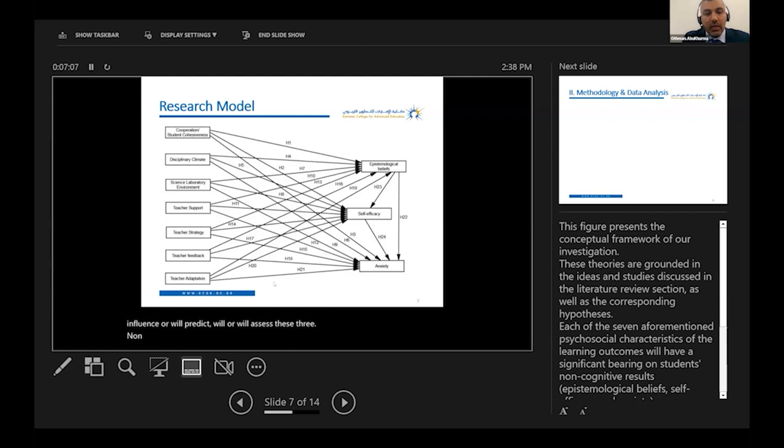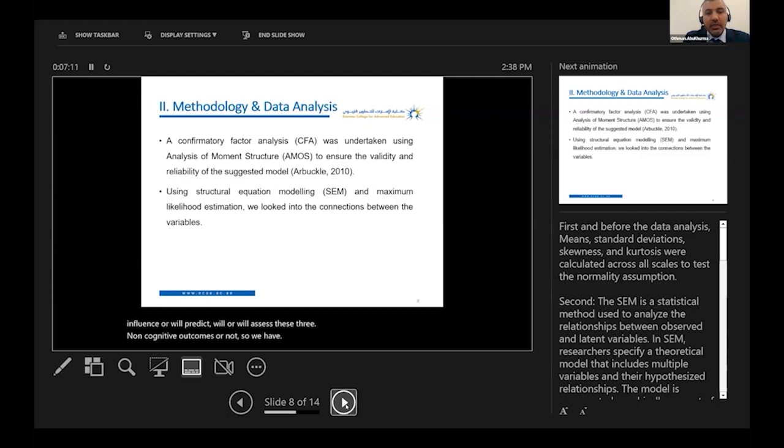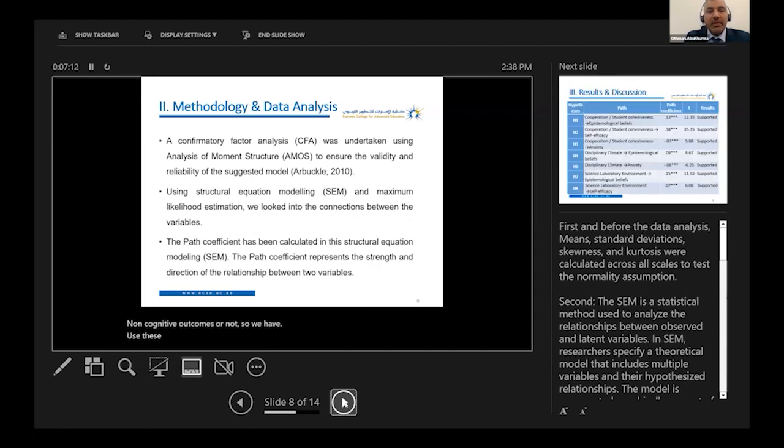non-cognitive outcomes or not. So we have used these methodologies. First of all, the CFA, the confirmatory factor analysis, that was undertaken using analysis of moment structure, and also used the structural equation modeling, the SEM. And the last thing, which is the path. We have used the path coefficient that has been calculated in this structural equation.